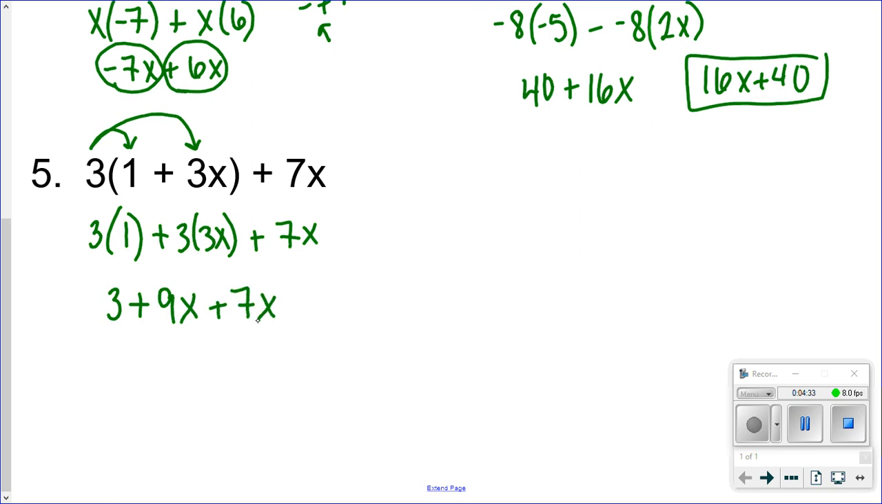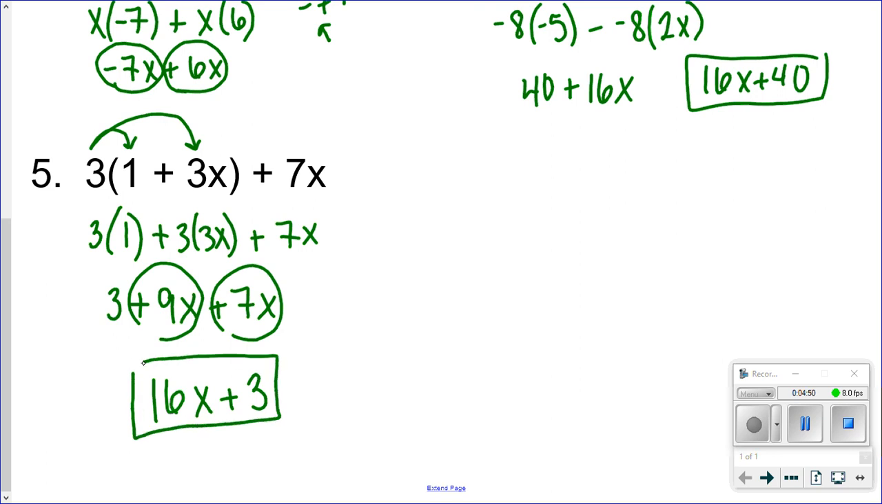Now we can combine like terms. So our 9x and our 7x are like terms. 9 plus 7 is 16x, and then plus our 3. Now we are in simplest form because we do not have any like terms. And that is how we use the distributive property.